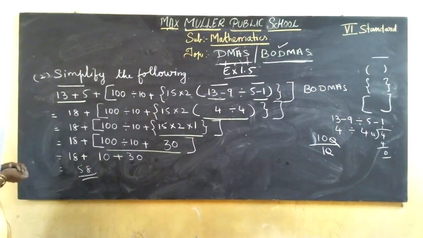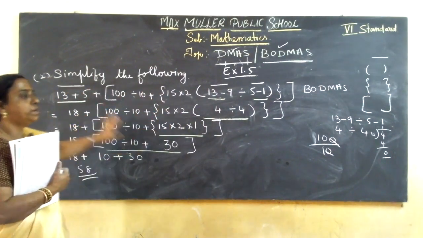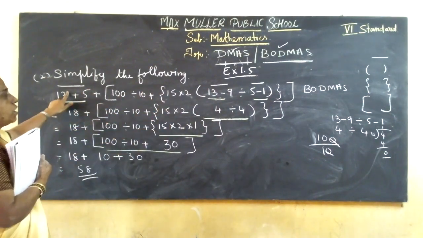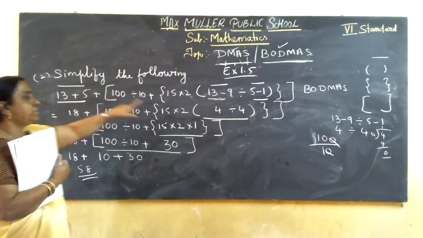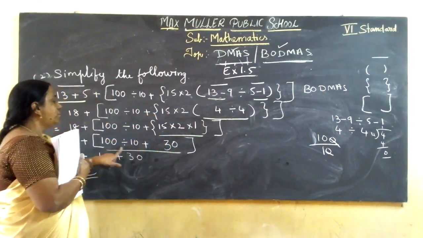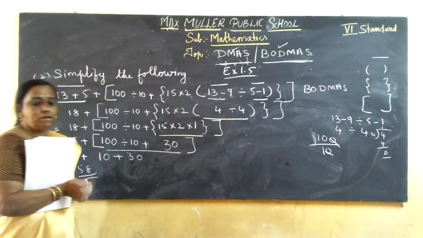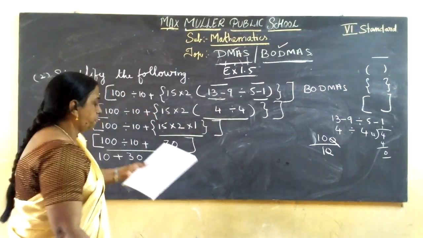So don't get confused by such a big sum. If you go step by step, you will get the correct answer. First we solve what? Vinculum, we solve the bar. Then we solve the round bracket. Then this one, the curly bracket. Then which bracket? Square bracket. Then we get the answer. Clear? Now next one, second question.